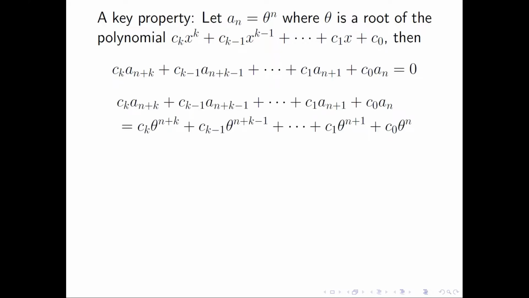It is easy to verify. We plug in the definition for the sequence on the left-hand side of the equation. That's a_n equals theta to the power n. We got this. And then factor out theta to the power n. What remains in the parentheses is actually the polynomial with theta plugged in. And we know theta is the root. And of course, we end up with 0.